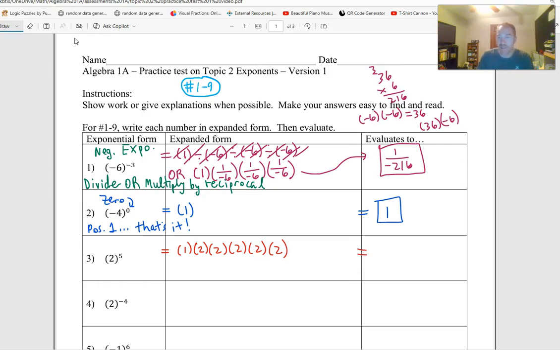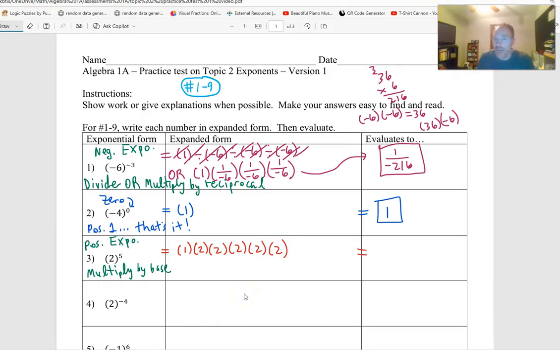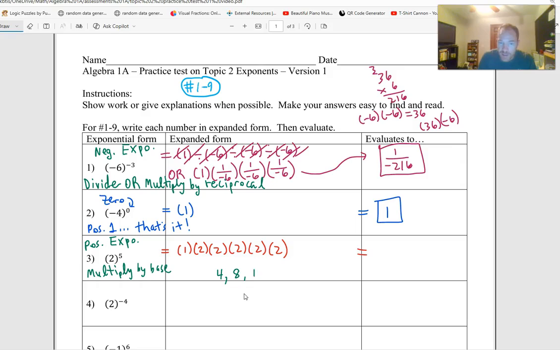So again, we had a positive exponent. We can start with a positive 1 and then just multiply with the base, in this case 5 times. I'm not dividing by the base. I'm not doing a reciprocal. I'm just using the base of 2. So 2 times 2 would be 4. Times another 2 would be 8. Times another 2 would be 16, times one more 2, that is 32 for our evaluated or simplified form.